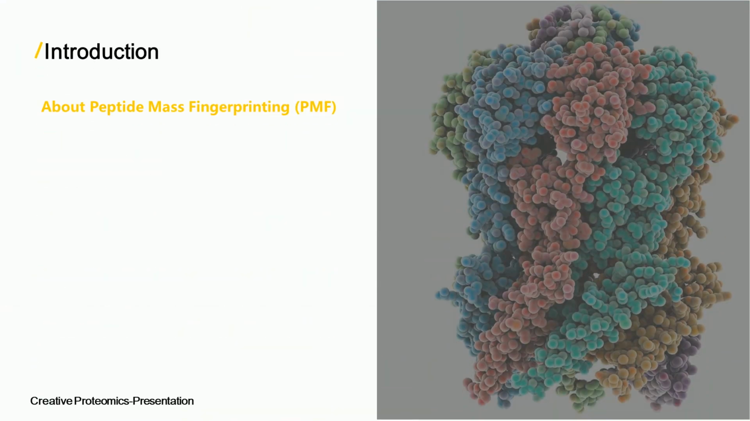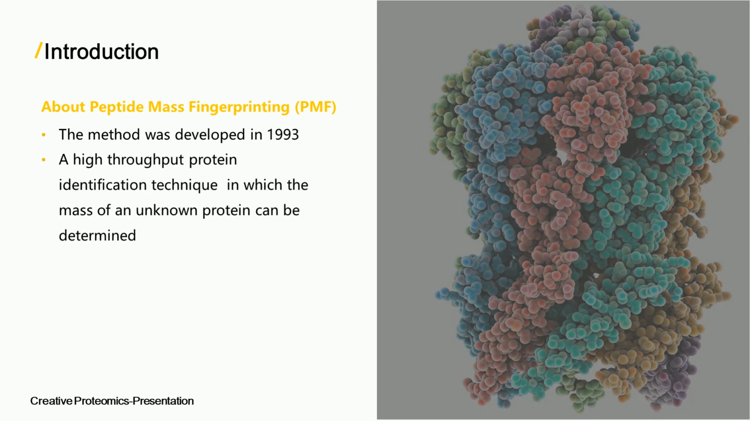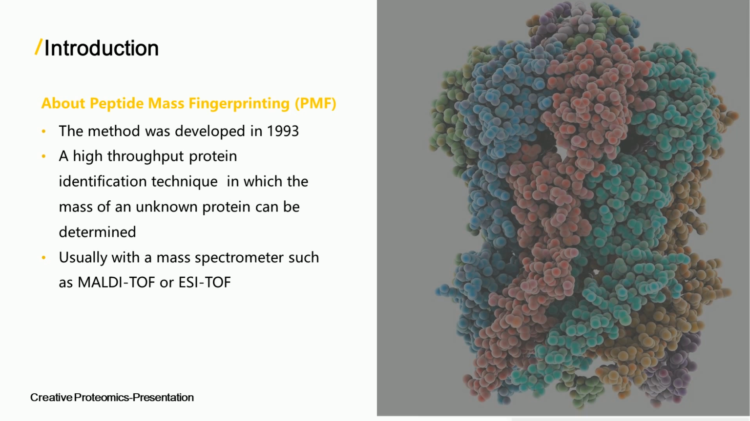Peptide mass fingerprinting, also known as mass fingerprinting, was developed in 1993. It is a high-throughput protein identification technique, in which the mass of an unknown protein can be determined. Peptide mass fingerprinting is always performed with MALDI-TOF, or electrospray ionization TOF.